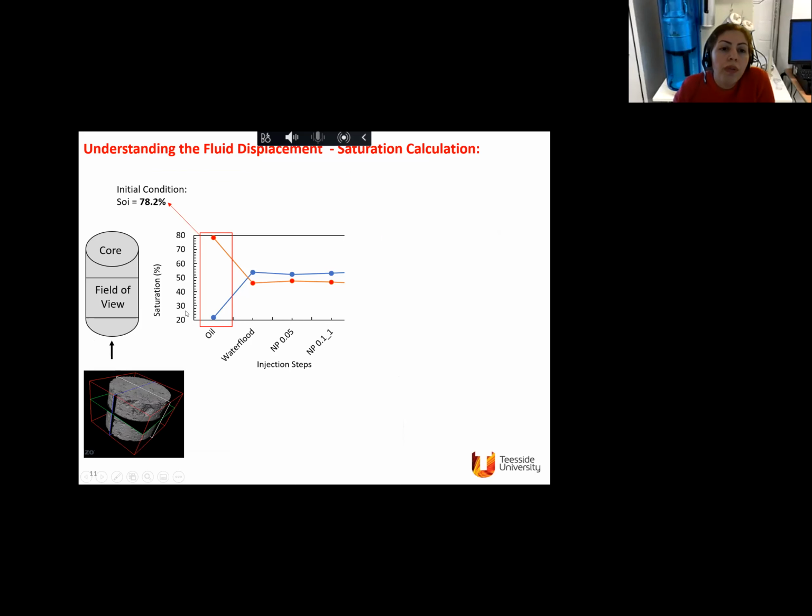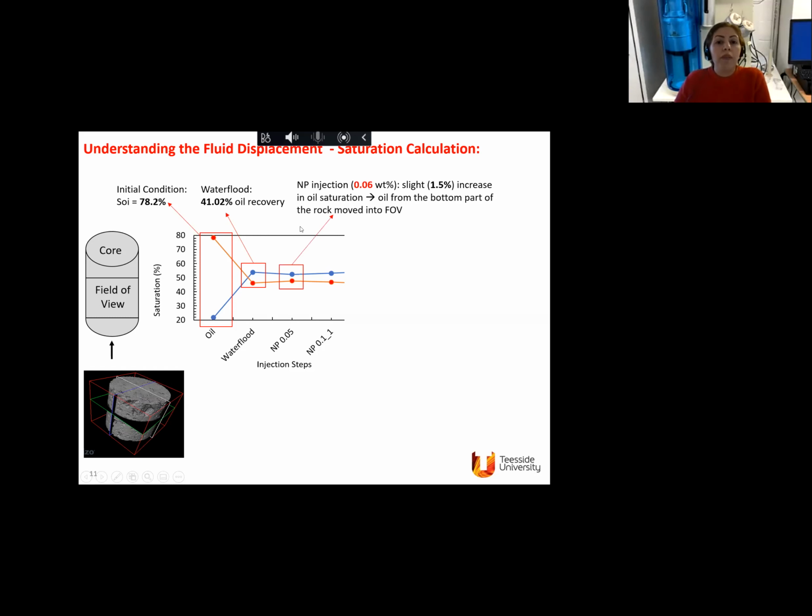Here I'm showing you the oil saturation after each injection step. And this is all calculated based on the 3D images, for the field of view that we had. So this was only part of the core, not the entire core. As you can see here, in the beginning, after the oil injection, we had about 78% oil in the core. Then we had the water flooding, the imbibition step. Water came in, removed quite a lot of the oil, displaced that. So the remaining oil, this is the target, is about 41%.